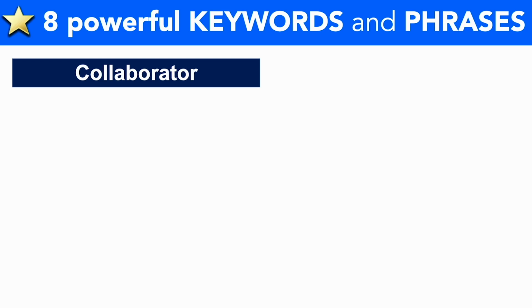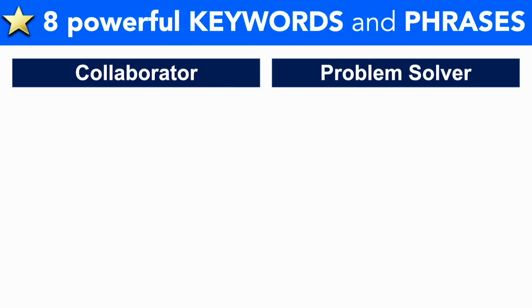The next powerful keyword is problem solver. This is a great keyword, and it's very important because developing software invariably involves encountering and resolving complex issues. A strong problem solver can analyze problems, identify root causes, and implement effective solutions, ensuring the software functions as intended and meets user needs. Innovative.